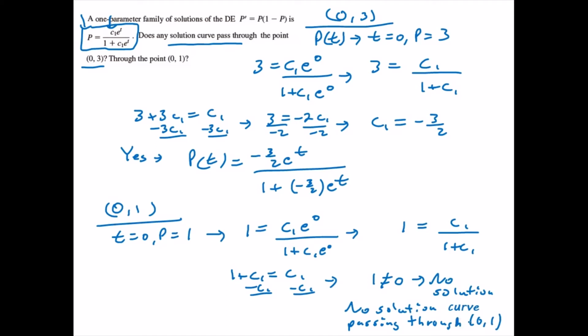0, 1. And the reason for this is that when we plug in 0 for t and 1 for p, we are unable to get a solution for c sub 1. But we are able to get a solution for c sub 1 when we pass through the point 0, 3. This solution, we do have a solution curve through the point 0, 3, but not through the point 0, 1.